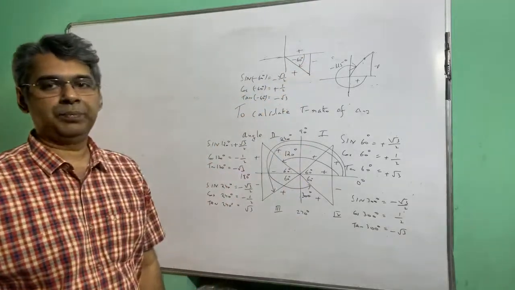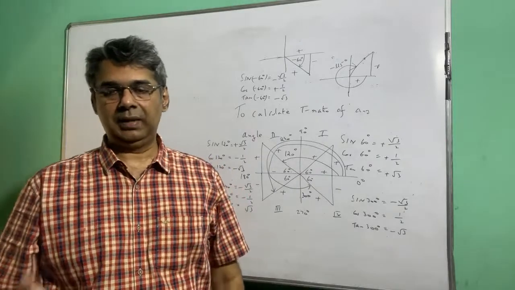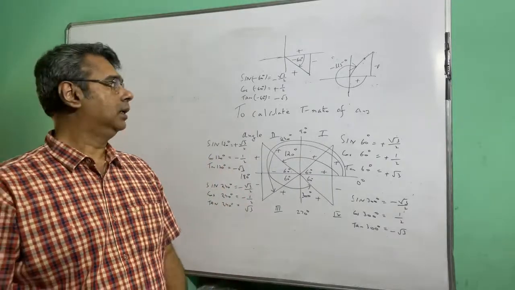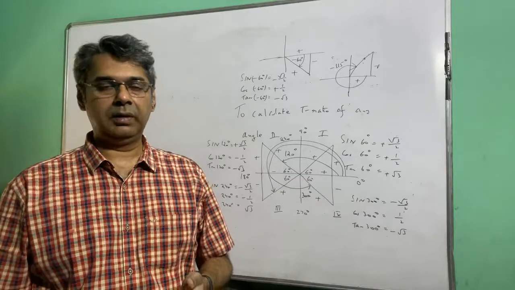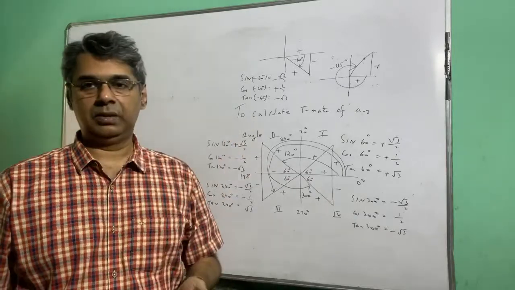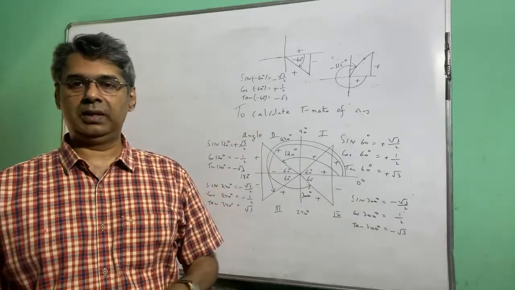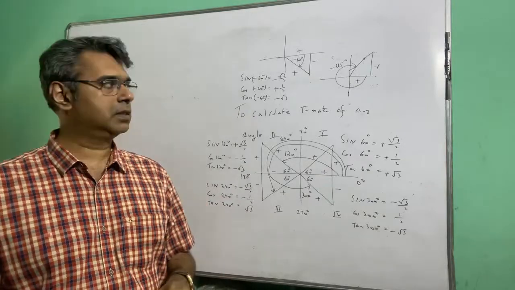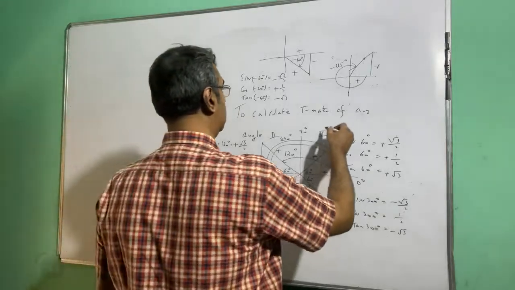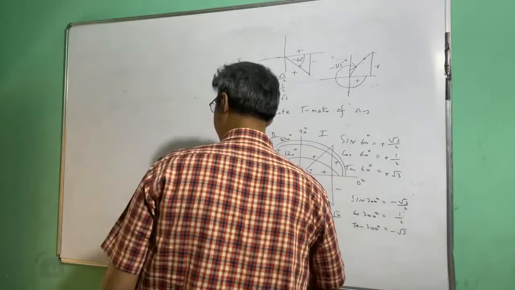So once again, if the measurement is done clockwise, the angle will be considered negative, but you have to do the same thing. You have to relate it to a standard angle, you have to identify the quadrant. That part remains the same. Similarly, let's look at this one.